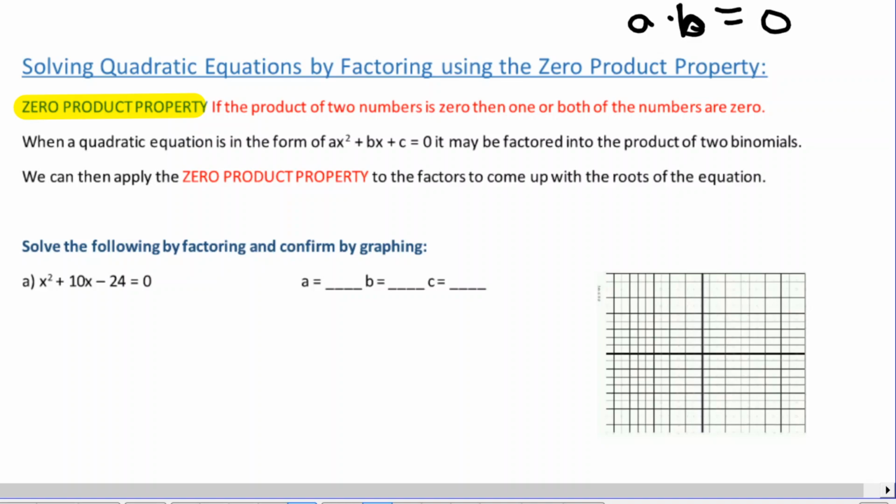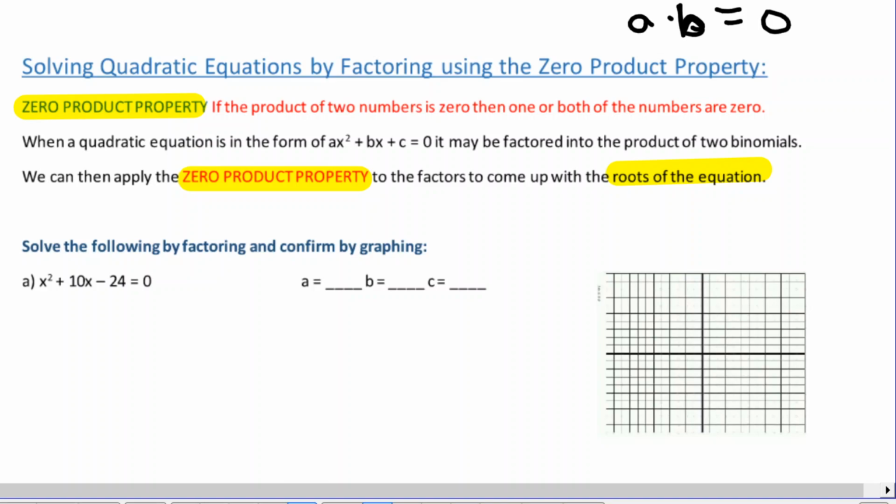So when we factor, we're taking something like we see in example A, x squared plus 10x minus 24. We're taking something that has a bunch of separate terms. We don't have any rules about what adds up to 0, and we want to express it as multiplication instead. So we can use the zero product property by factoring to come up with those roots or those solutions.